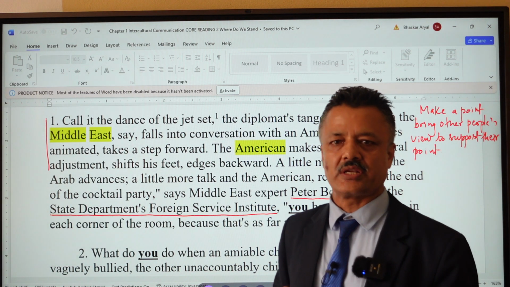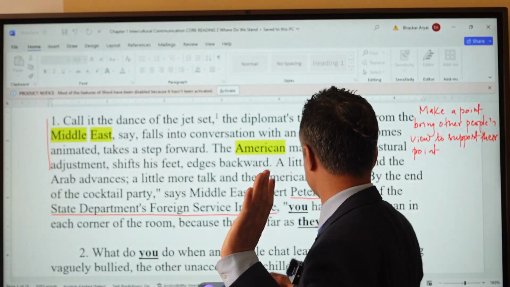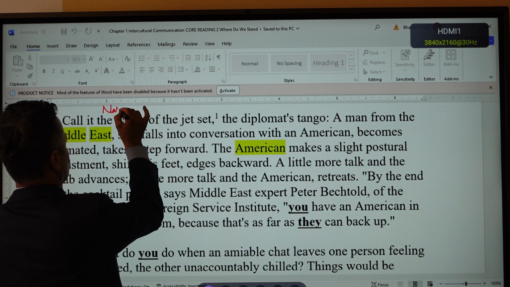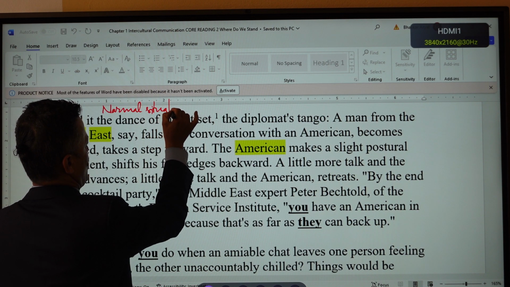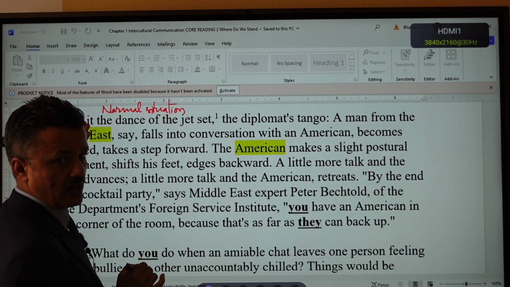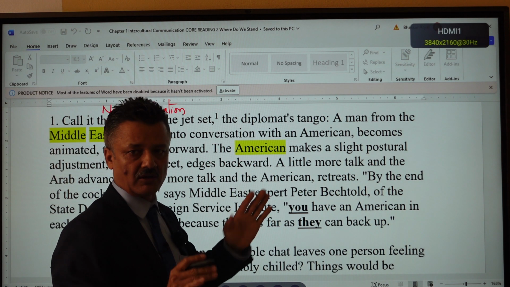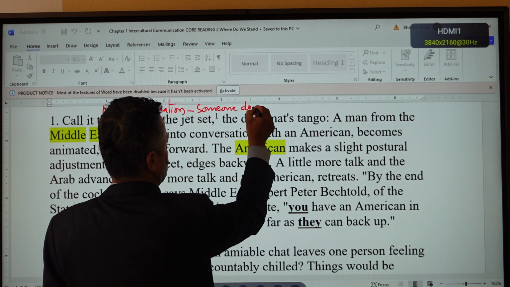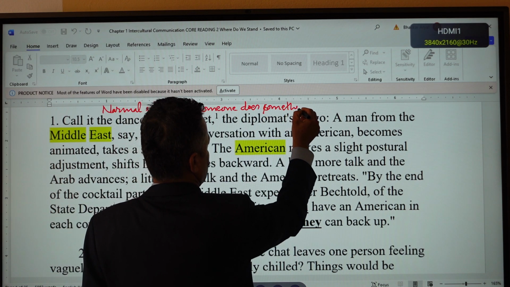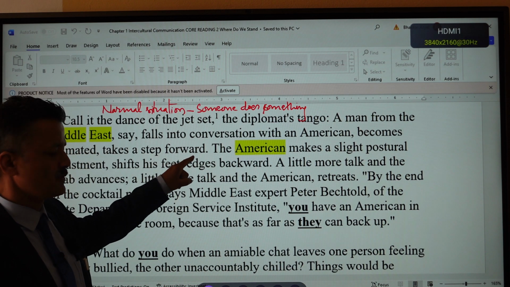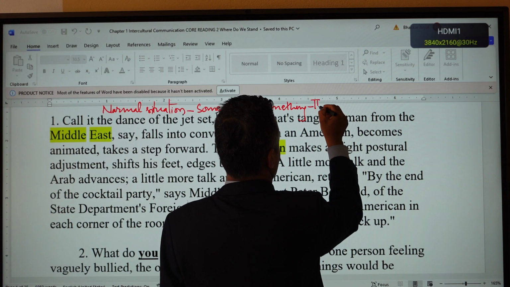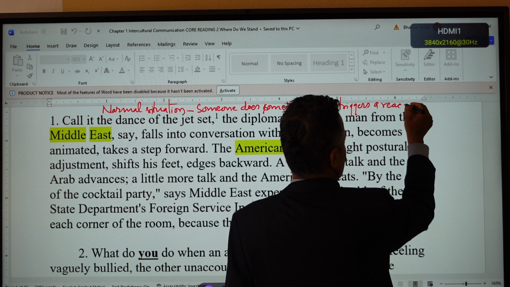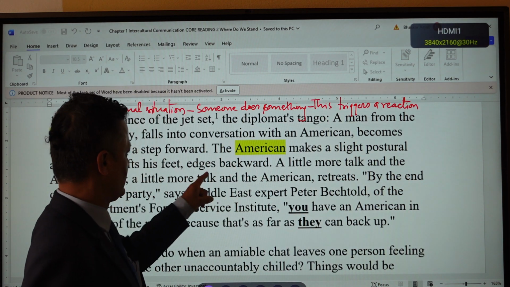This is a story which Lisa Davis is telling us in the first paragraph. What happens in stories? In a story, you begin with a normal situation. As you see, an Arab is drinking and having a conversation with an American. Normal, no problem. Then someone does something. The Arab steps forward. This triggers a reaction. The American edges backward.